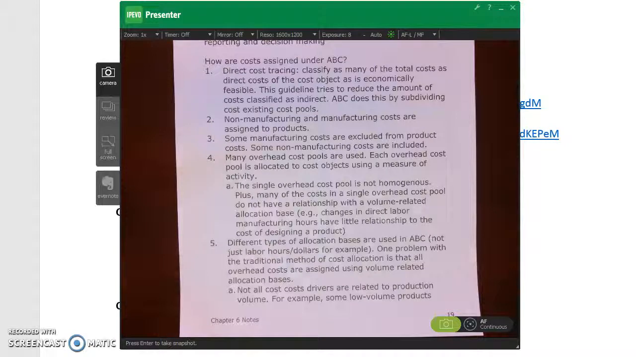So that basically means, if we think about the setup costs for setting up a piece of equipment in order to make some of the products that we make, the setup costs for setting up the equipment would vary with the number of setups, not with direct labor hours. Direct labor hours is a volume-related allocation base, but really the setup cost would vary with respect to the number of setups, not direct labor. So the cost driver is not volume related for setup costs.